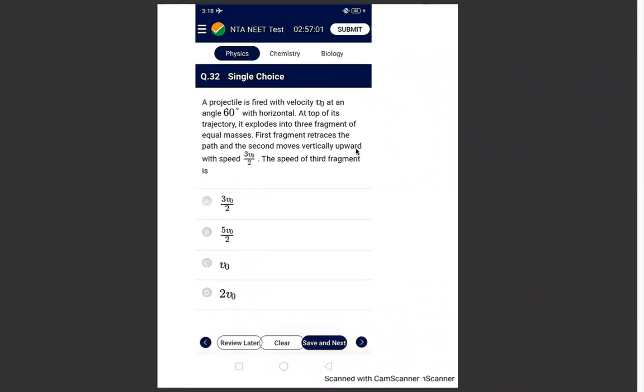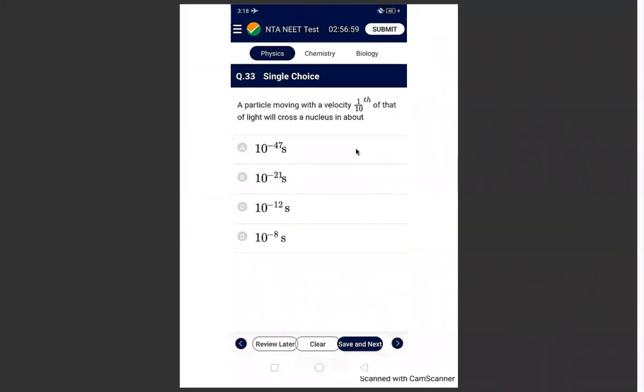Let's move to the next one, 33. The particle is moving with a velocity of 1 by 10th of that of light. It will cross a nucleus in about what time? First of all, we have to make an assumption. It is given that it is crossing a nucleus, but I am taking the radius of the nucleus to be in the range of 10 to the power minus 15 meters.